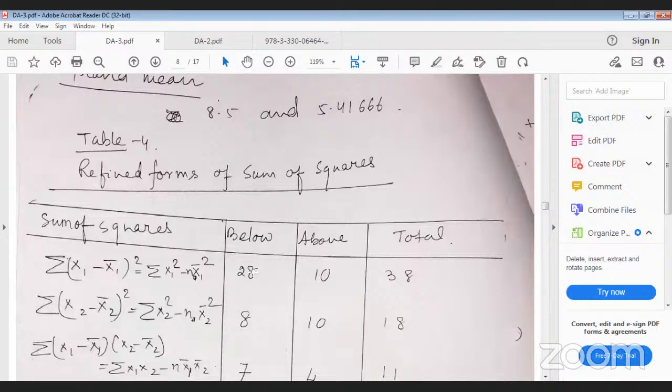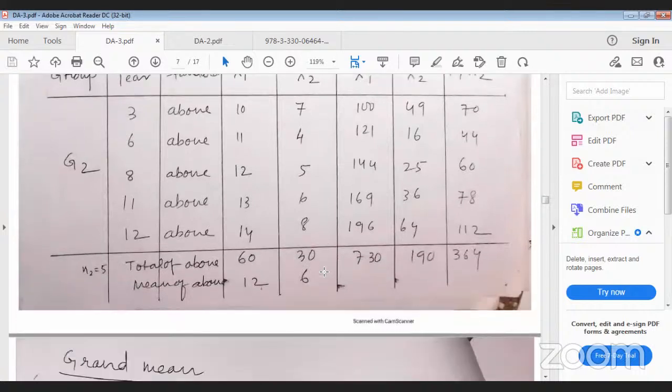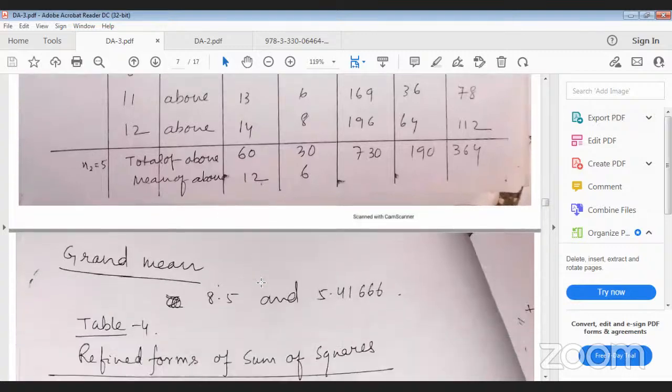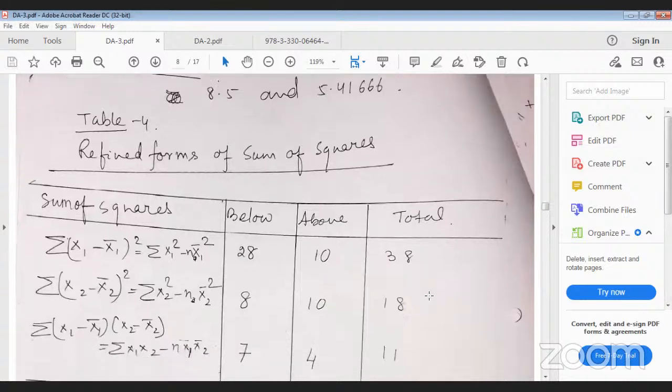Similarly for the above group, what is your summation x1 square? 730, and x1 bar is 12. Using that you'll get 10. Sorry, here also 10. Similarly for x2 you have to calculate. Then these are the totals: 28 plus 10 is the total.